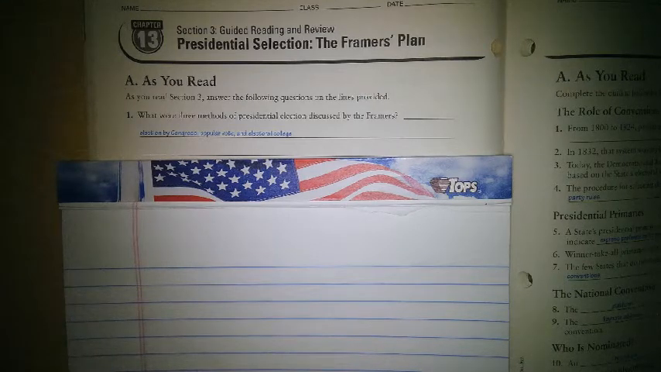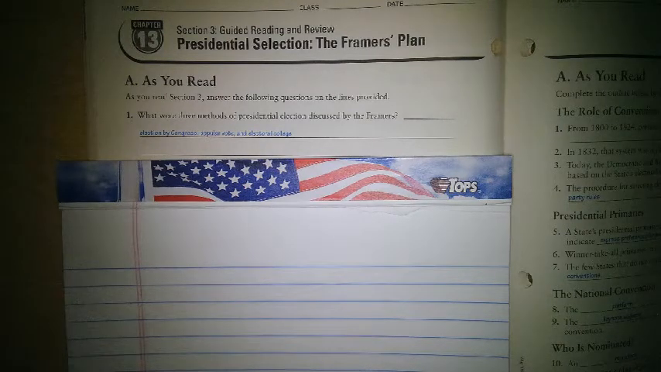First, the electors cast 2 votes. One was for the president, one was for the vice president. You guys see how that could be a problem? If whoever got the most votes became the president, and whoever got the second most votes became the vice president, could that be a problem later on down the line?